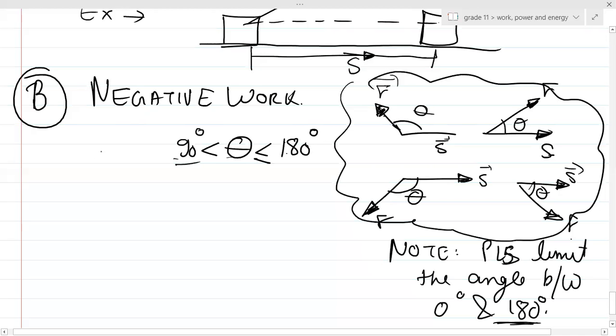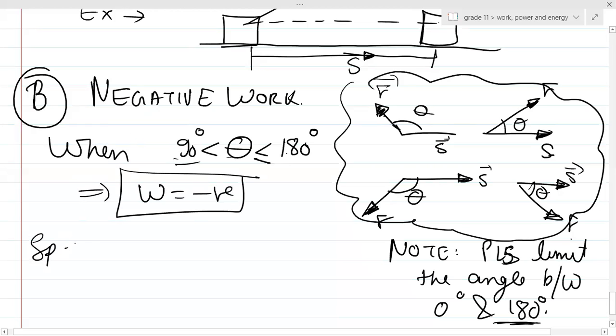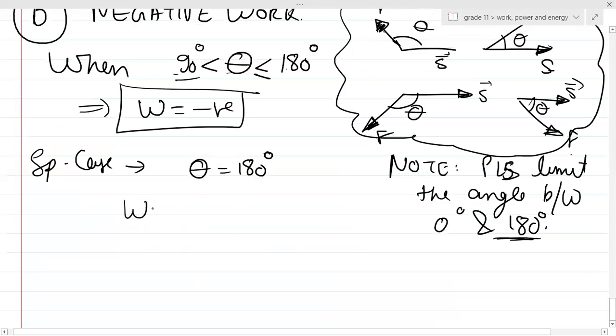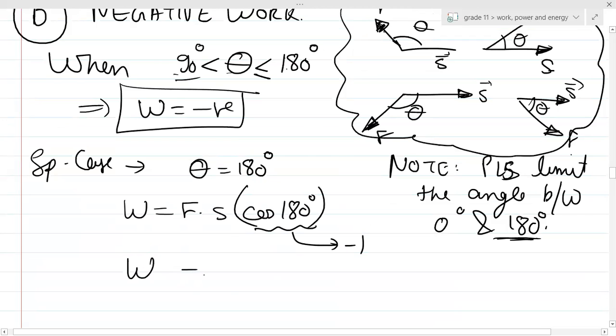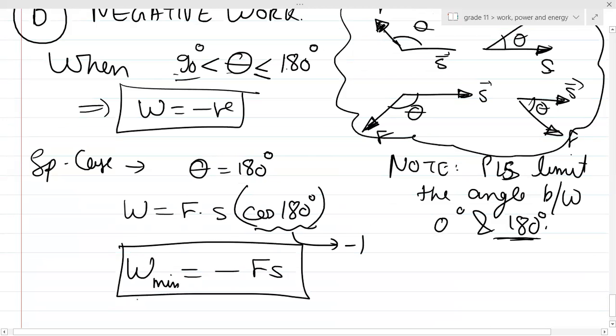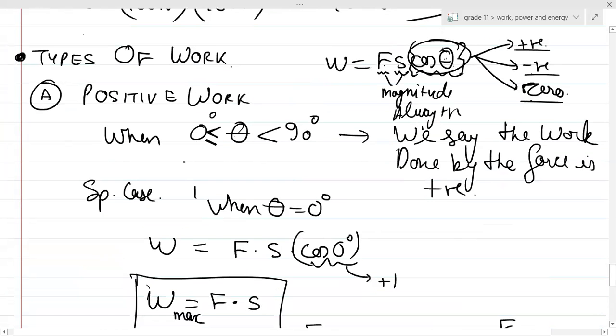Now, when theta is between 90 degree and 180 degree, then we say work done is negative. The special case will be when theta is 180 degree. When theta is 180 degree, work done will be F into S into cos 180. And please remember, cos 180 is minus 1. So work done in this case will become minus of Fs, and that will be the minimum possible work which a force can do. Okay? Is this clear, guys? Yes, sir.